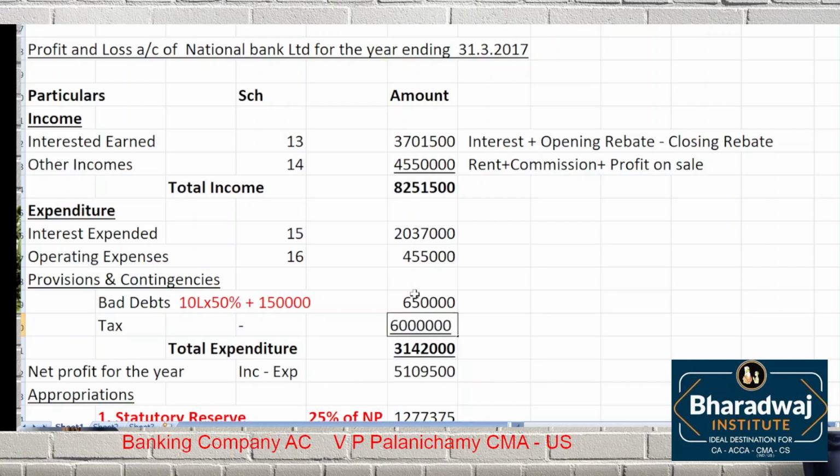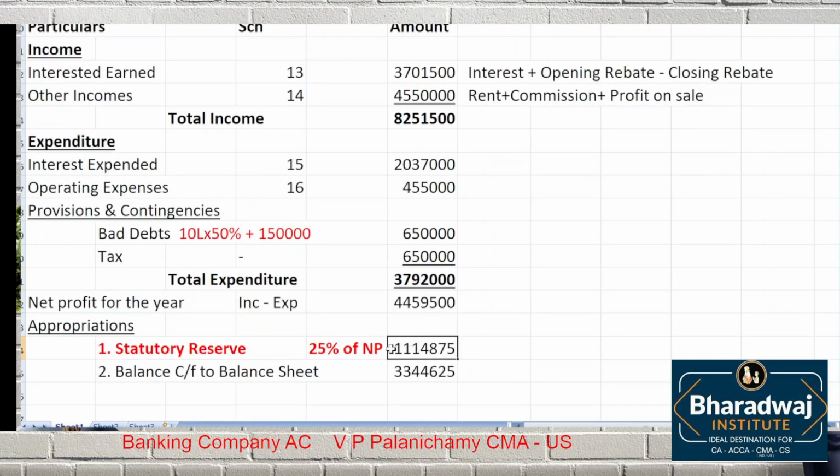Sorry. Bad debts and taxes. So total of income minus expenses gives me net profit. On that, 25% transfer to statutory reserve, and there is a proposed dividend given in the question. Dividend will be calculated on the paid up capital, not on the net profit. 10 lakhs is the paid up capital into 10%, 1 lakh.